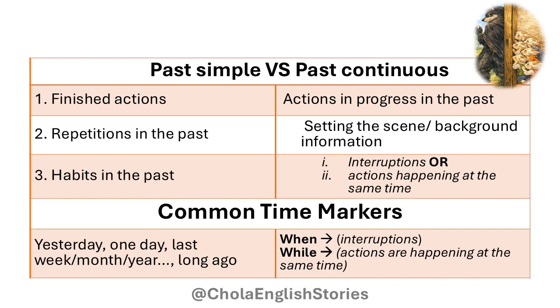Words that can help you know if you should use the past simple or the past continuous are called time markers. These are the time markers that go with the past simple. For example, yesterday, one day, last week, last month, last year, or long ago, which was used in the story. And these are the time markers that go with the past continuous. When, used for interruptions, and while, used for when actions are happening at the same time.